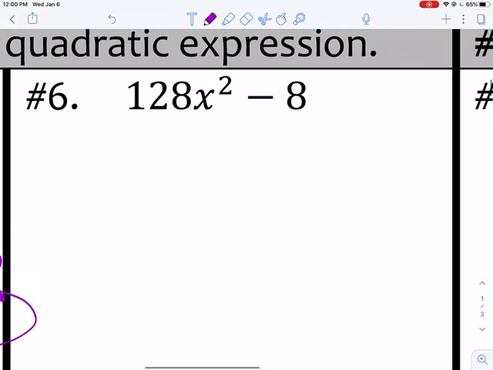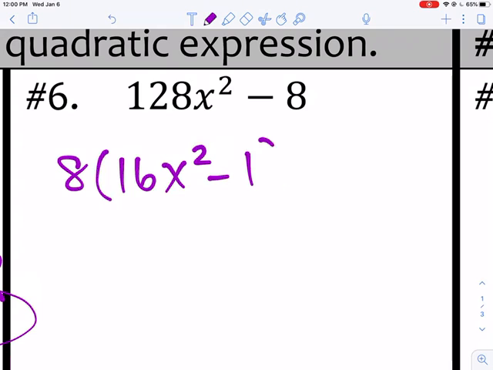All right, number 6, first thing I see is my greatest common factor. 8 is a divisor of 128, but if you didn't know that, these are both also even numbers, so you could have started with 2 and seen if you can go higher. But you can take an 8 out here, and that's going to leave us with 16x squared minus 1.